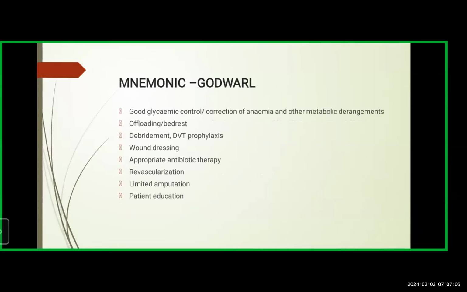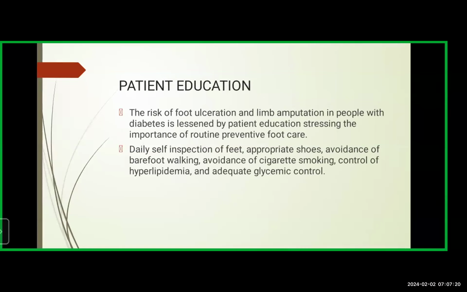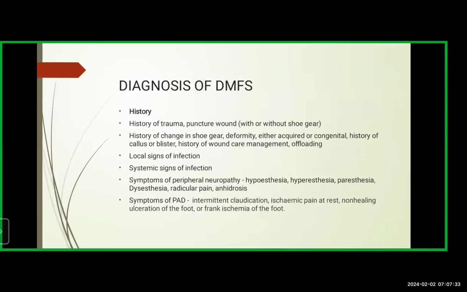This is a small mnemonic that could help us to remember the principles of management in DFU. G for good glycemic control, offloading, debridement, wound dressing. Of course, patient information and education is important because this will help to reduce the risk of ulceration and limb amputation. And of course, these patients will be told to daily inspect their feet, wear appropriate footwear, and avoid walking barefooted.